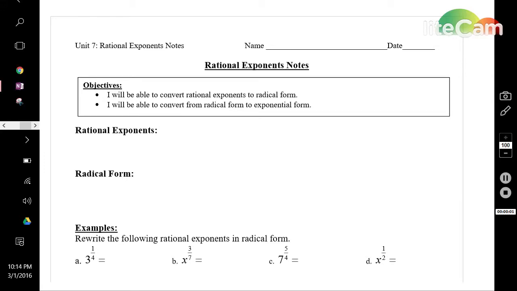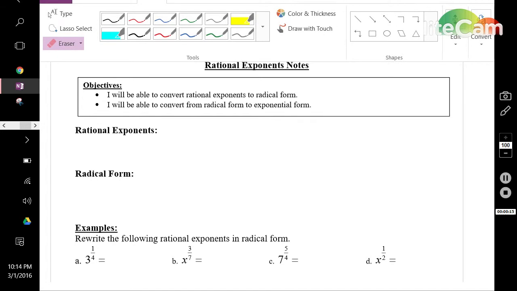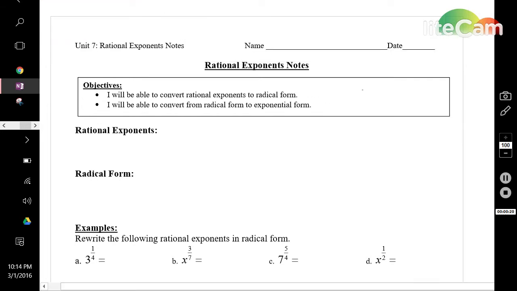Hello, welcome to today's notes on rational exponents. Today we're going to be covering two objectives on rational exponents. First, you're going to be able to convert rational exponents to radical form. Second, you're going to be able to convert from radical form to exponential form. So essentially, these two objectives are reverses of each other.